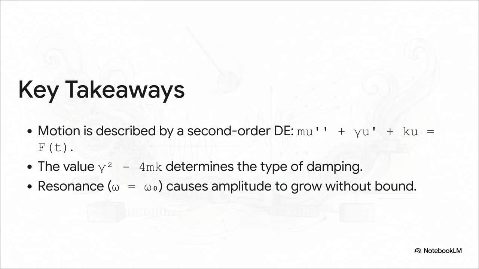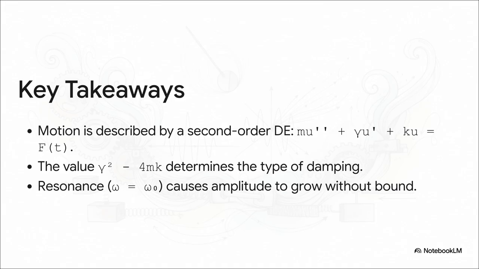So let's wrap this up with the most important takeaways. First, all this complicated bouncing and shaking boils down to a single, powerful second-order differential equation. Second, the type of motion you're going to see is determined entirely by that one key expression, the discriminant. And finally, the most dramatic result, resonance, happens when you push a system at the exact frequency it already wants to vibrate at.